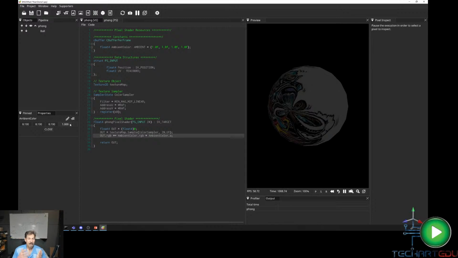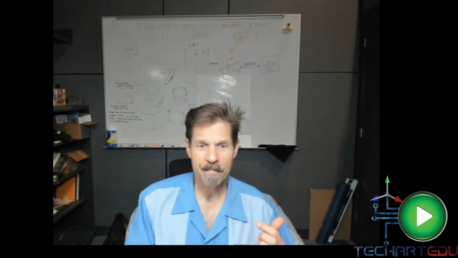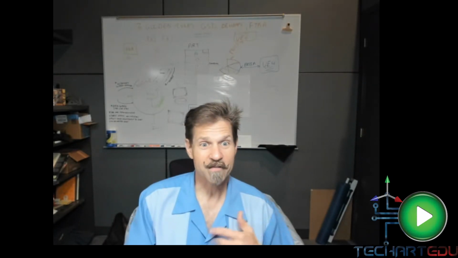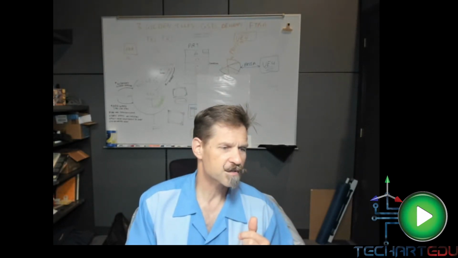Okay, guess what, folks? That is ambient color. That is really all that there is to ambient light. Not very difficult. And so what we've got to start worrying about is what we're going to do with diffuse. Diffuse requires a little bit more attention and focus. So let's get started with diffuse.